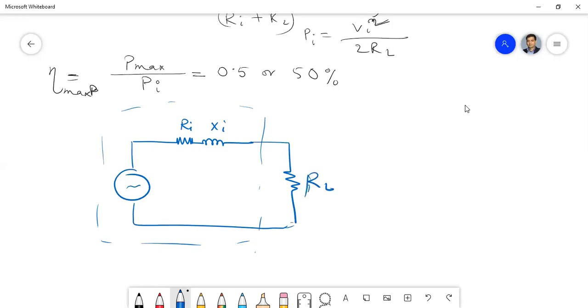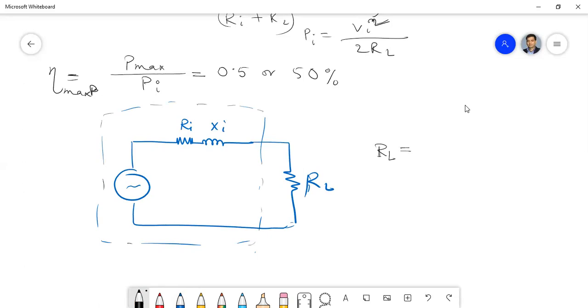We can change the internal circuit. Is that right? No, we cannot change anything. This is the internal circuit, we cannot change that. I'm asking what should be the condition for this? The condition for this you have to prove.